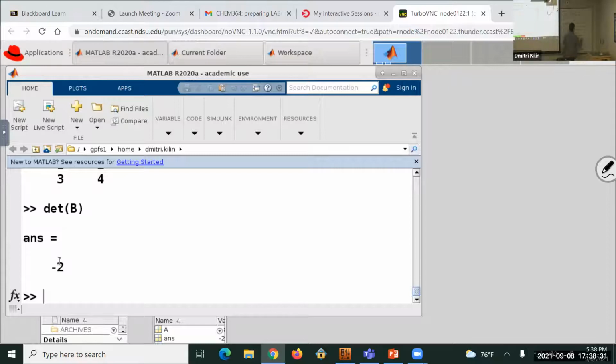So we are done with determinants. Now, what is a linear algebraic equation?